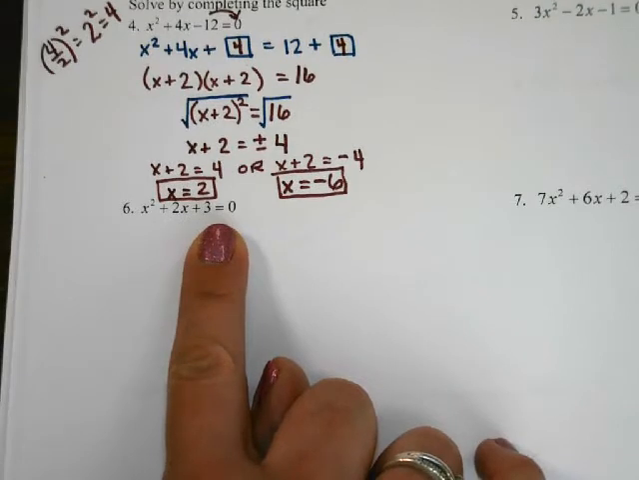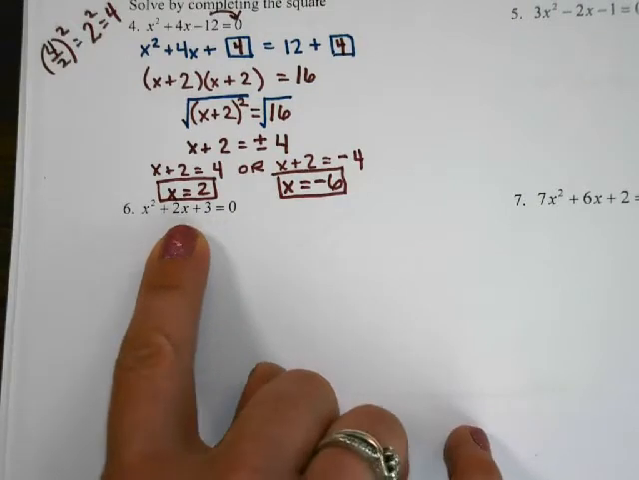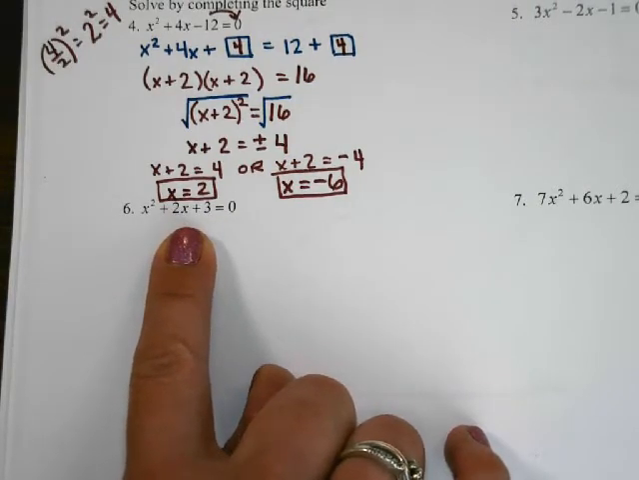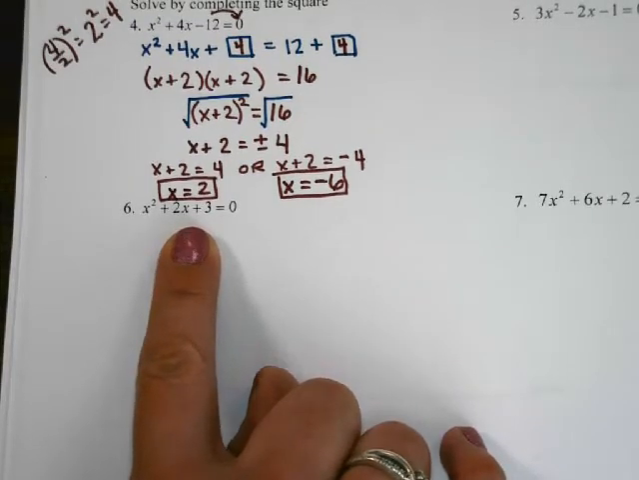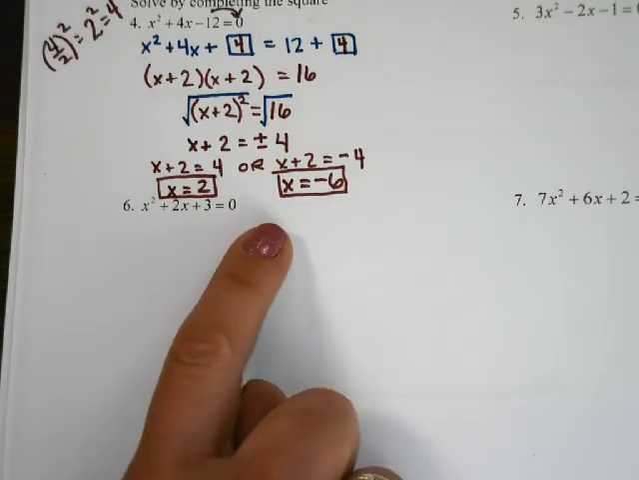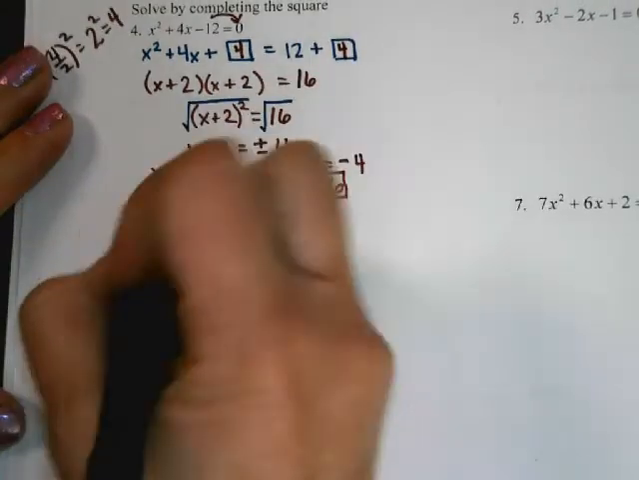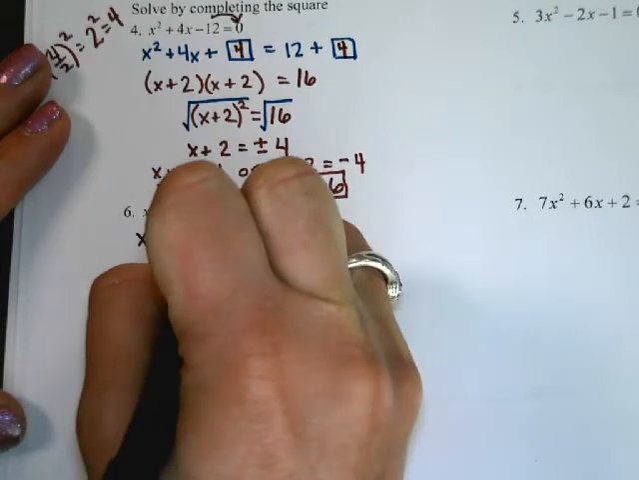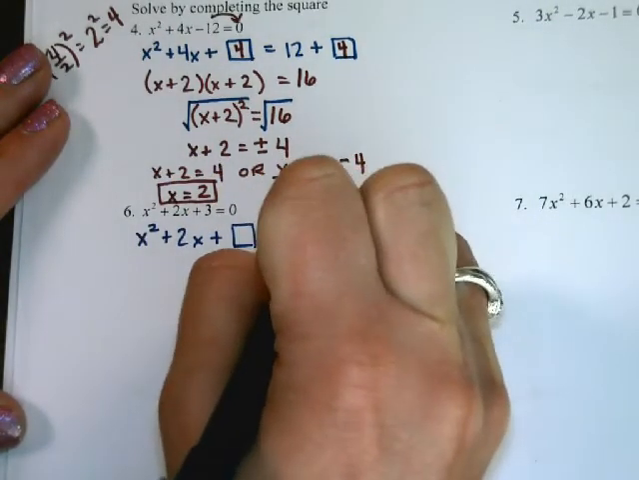All right. Are there two numbers that are exactly the same that multiply to 3 that add to 2? 2 and 1. Are they exactly the same? No, they're not, right? Okay, so we need to complete the square. Let's move the 3 over and add in our boxes. So x squared plus 2x plus a box is equal to negative 3 plus a box.